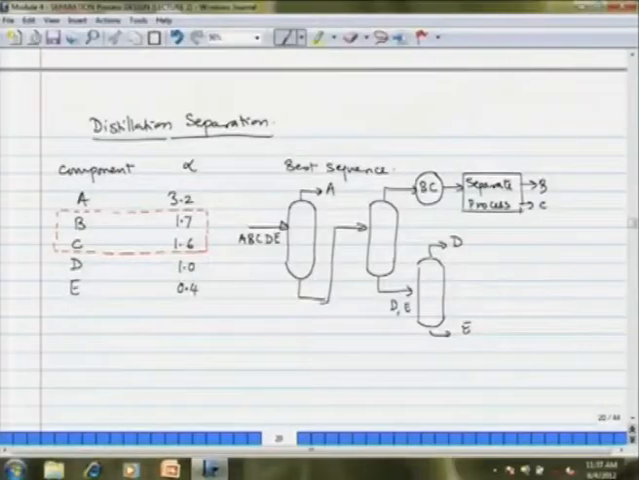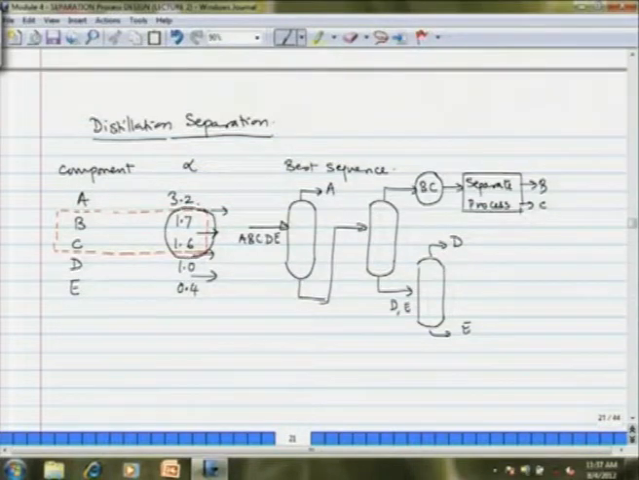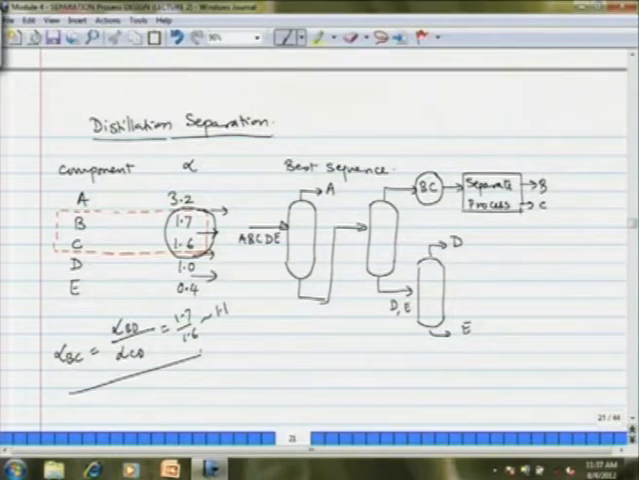Now, with respect to D, C has alpha of 1.6, B has alpha of 1.7, A has alpha of 3.2. Now, if you calculate the intermediate volatilities, you can see that you have a very low relative volatility between B and C, because alpha BC is essentially alpha BD divided by alpha CD, and 1.7 divided by 1.6 is very close to 1.1. So, here you have the problem.